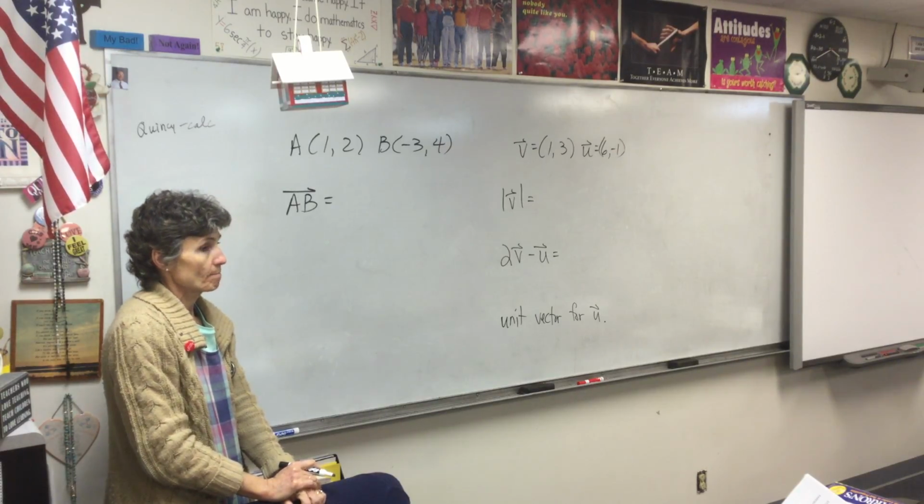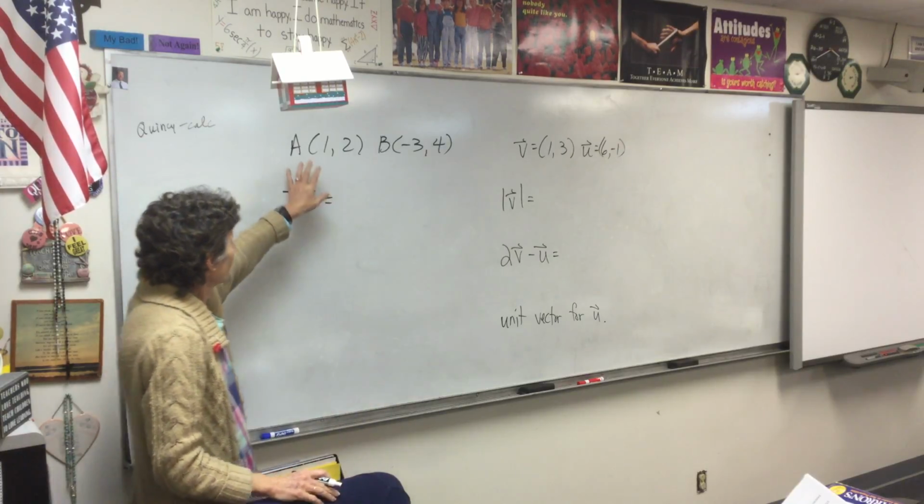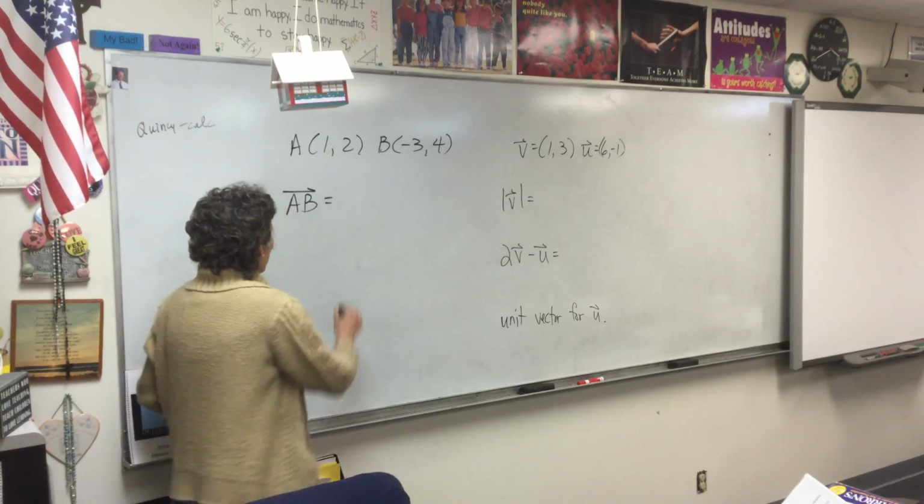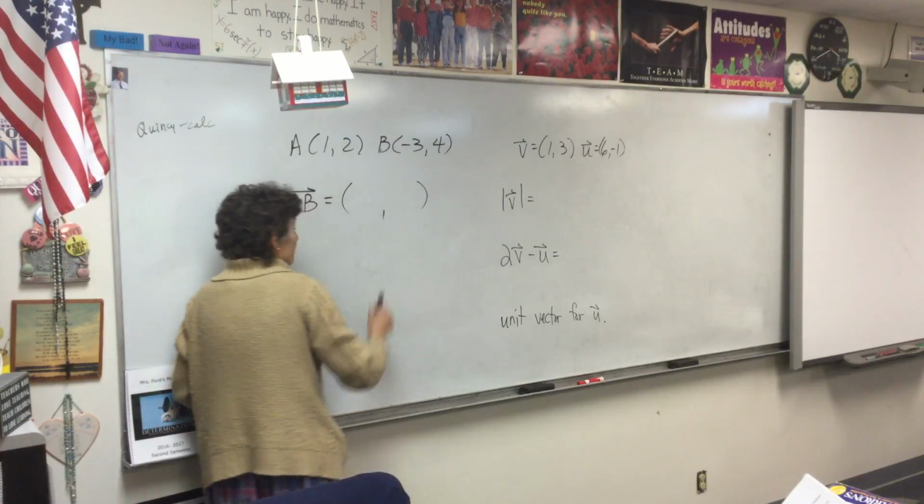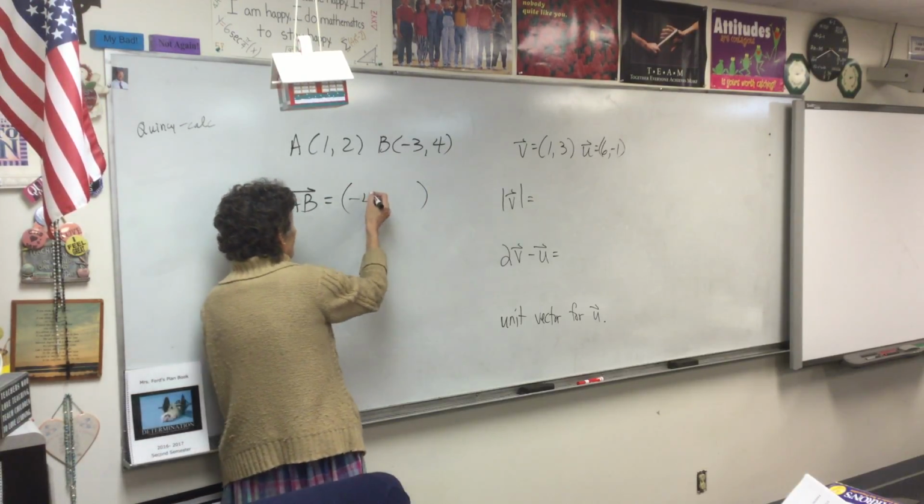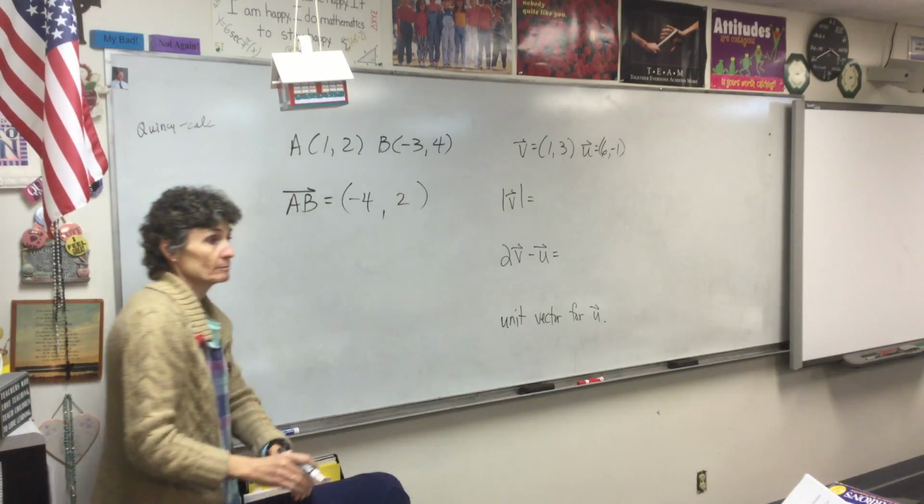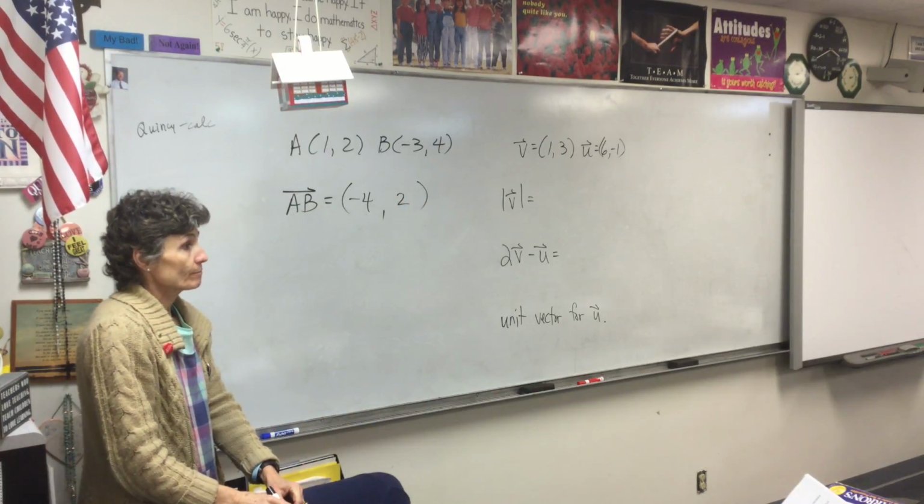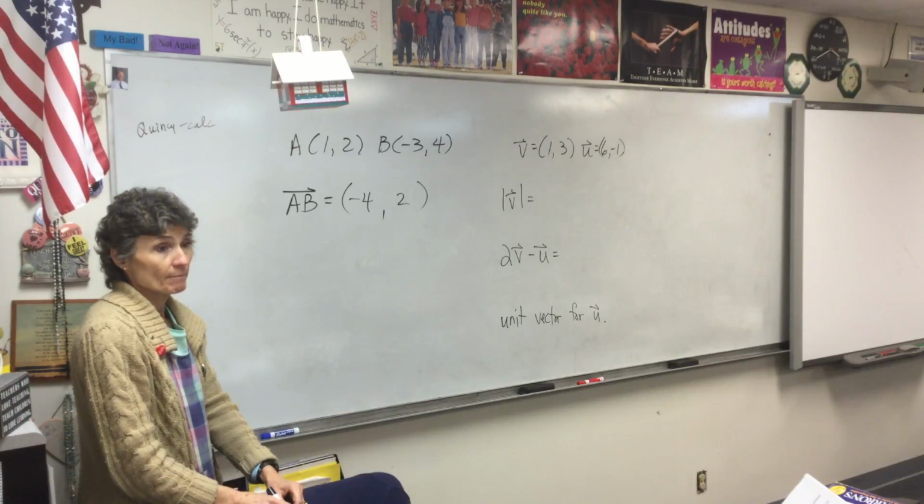Vector AB. I gave you a point A and a point B. What are the coordinates of vector AB? Negative 4, 2 is what I'm hearing. Is that right? Everybody okay with that?